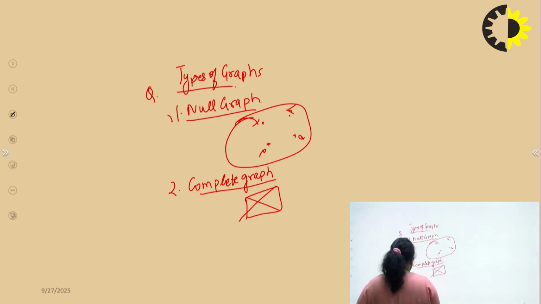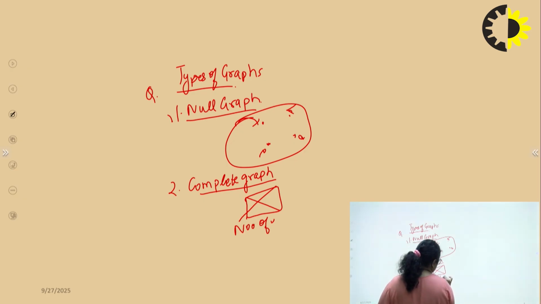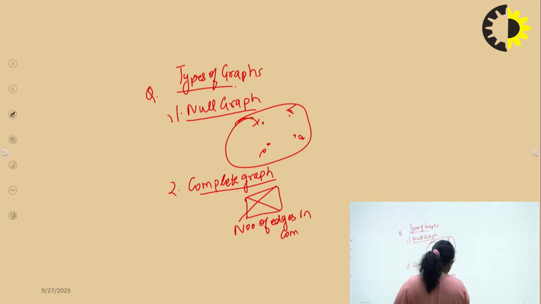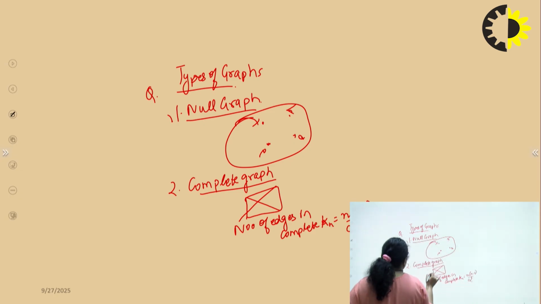So this is a complete graph. A graph is complete if it is connected, and the number of edges in a complete graph is... So this is a complete graph.